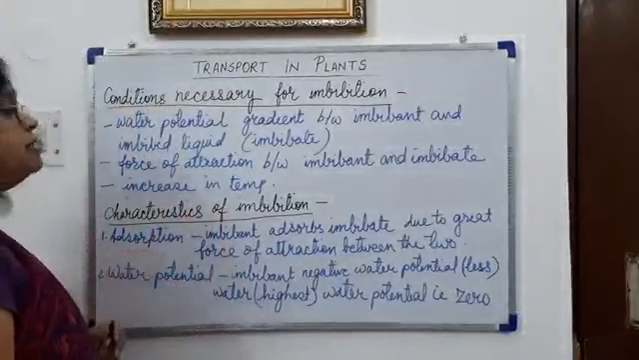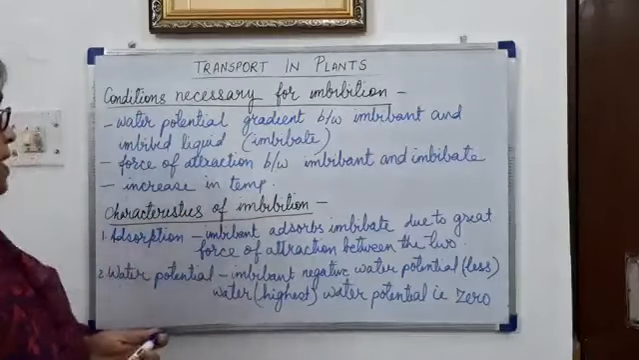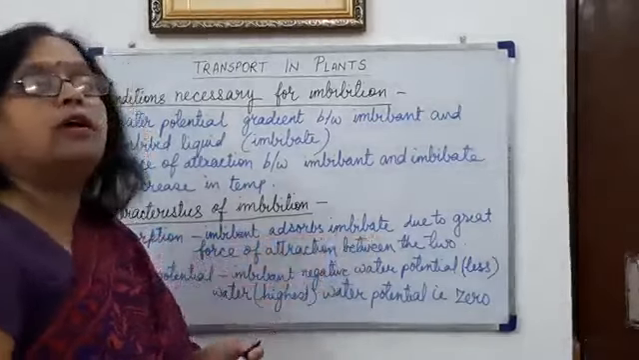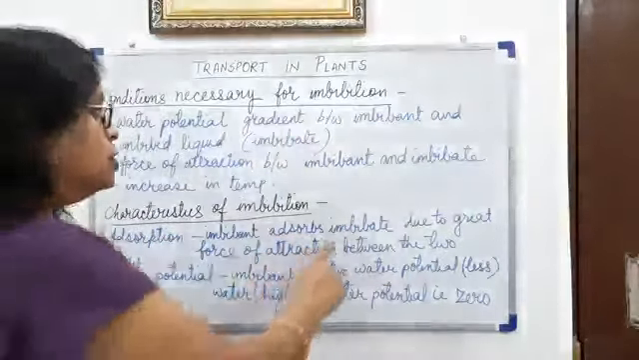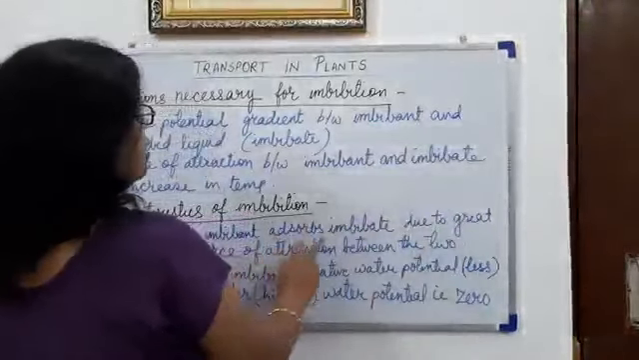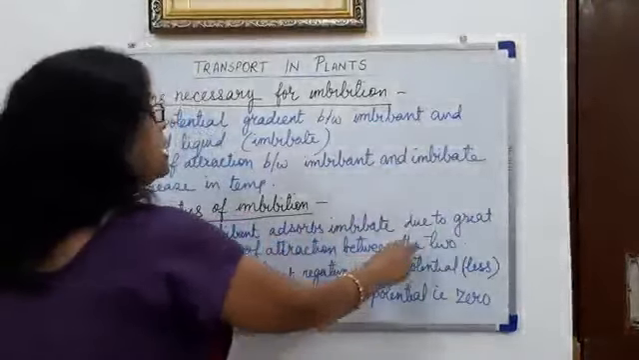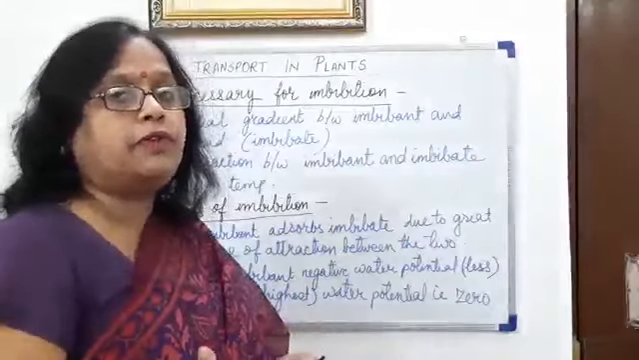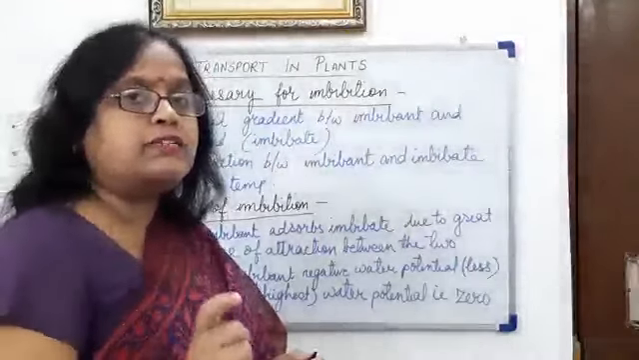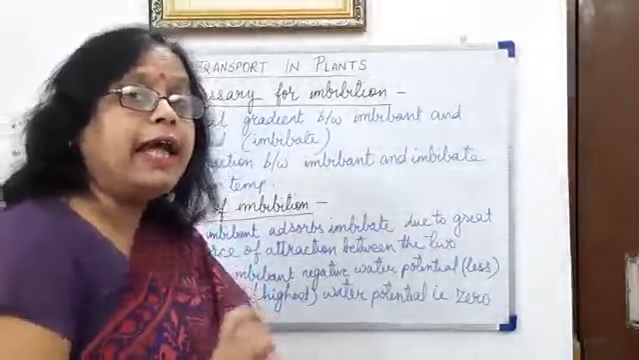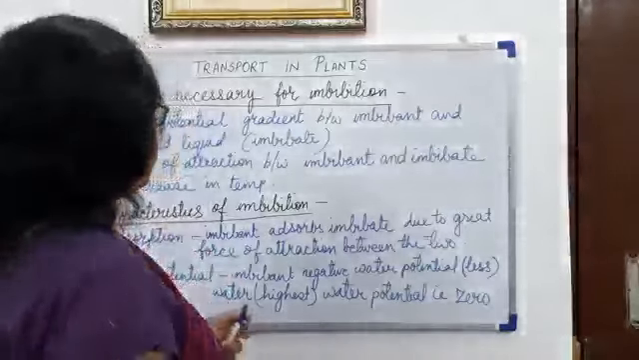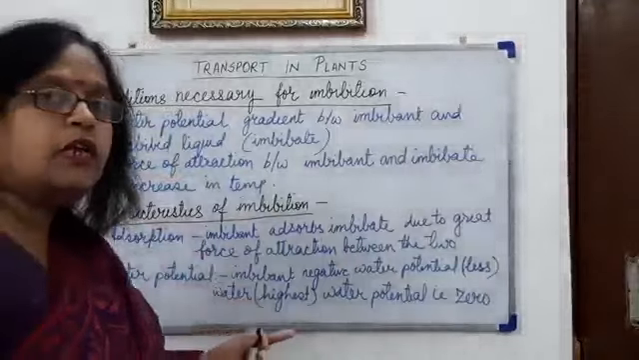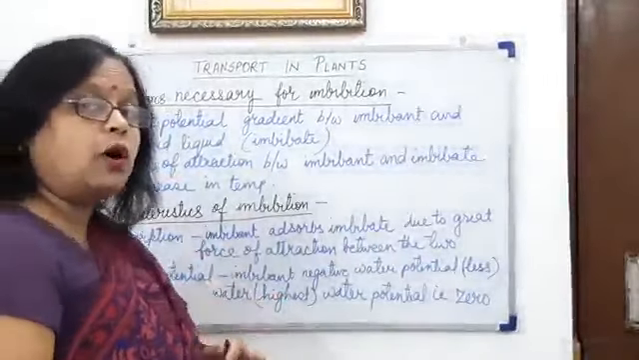Then the characteristics of imbibition. The first characteristic is absorption, means the imbibant absorbs imbibate. Why is it absorbing? Due to a great force of attraction between the two, due to which water is attracted towards the absorbent substance. Then water potential: the water potential of the two will be just opposite.